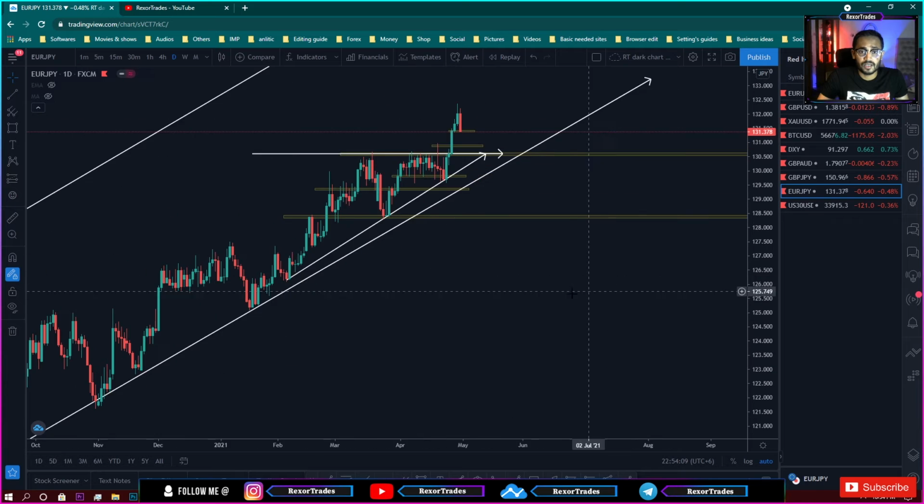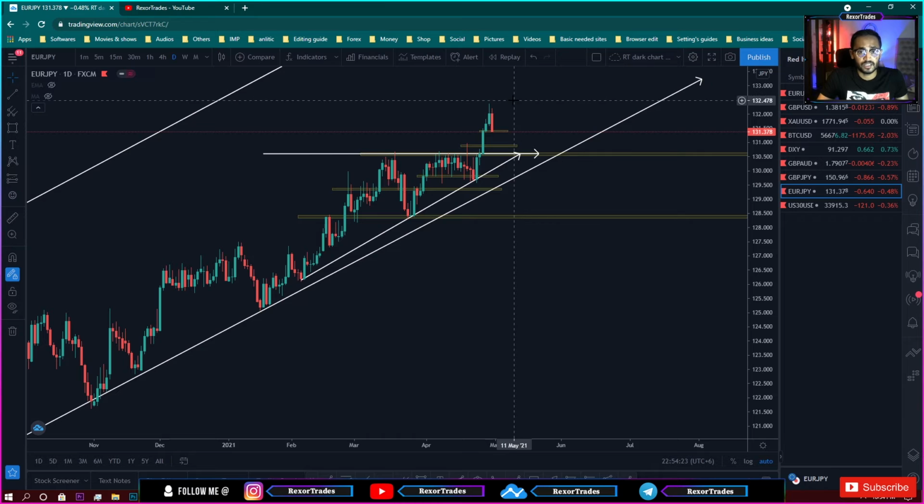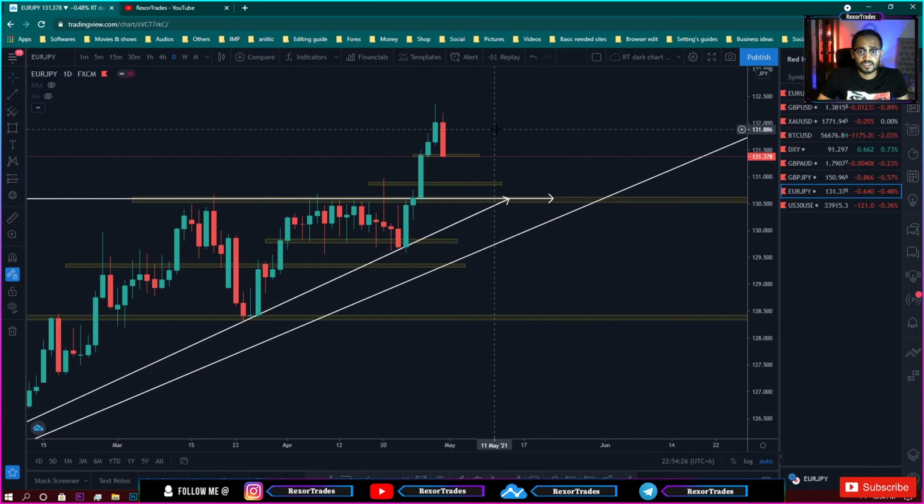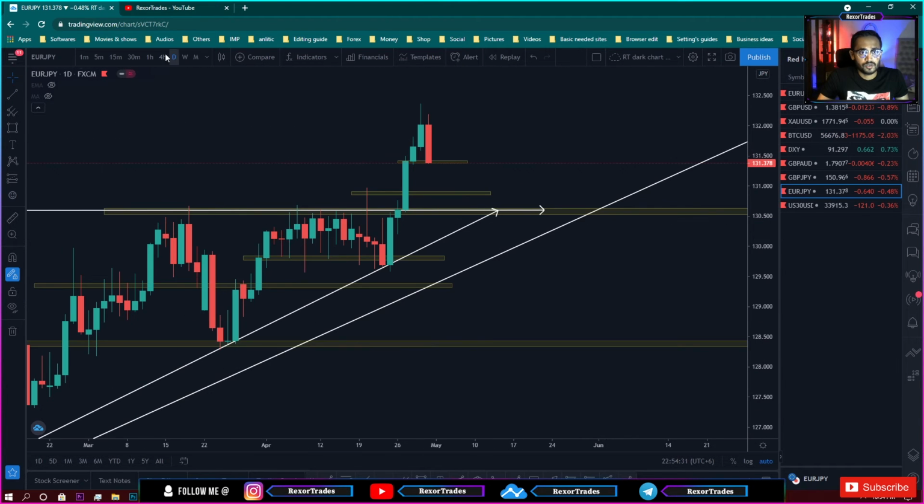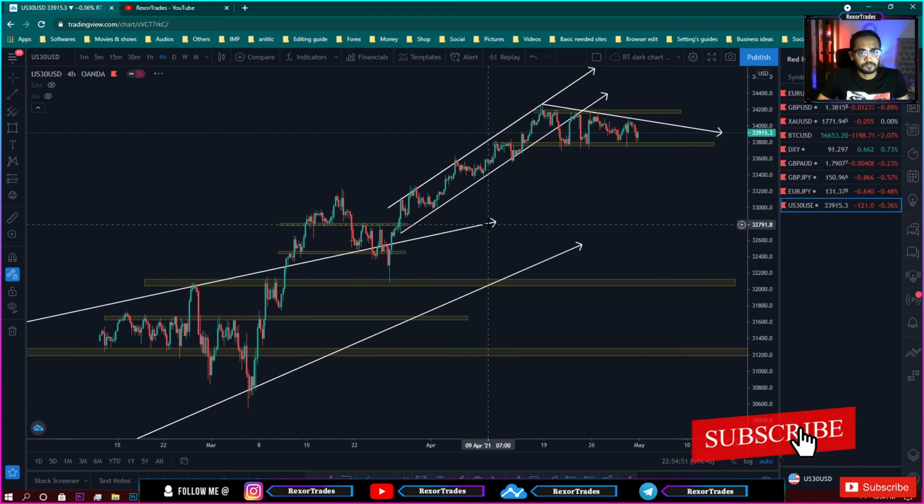EURJPY is currently making a pullback. It's not the original move, it's the pullback. It's correcting some of the move. So after the pullback ends, it might make its further move on the bullish side, or it may make its move up even by retesting this zone over here. So we're going to wait for EURJPY to break out of this zone on the short side to enter short. For the long side, we're going to go long when EURJPY breaks out of this zone over here. So let's go to the US30USD chart.